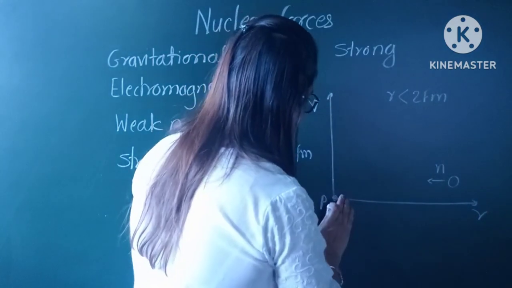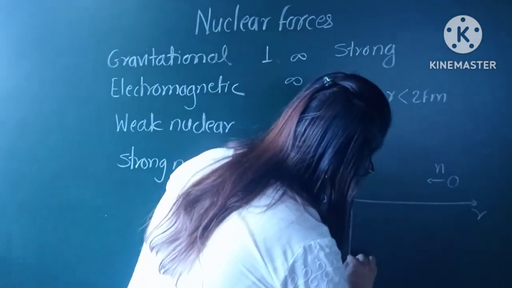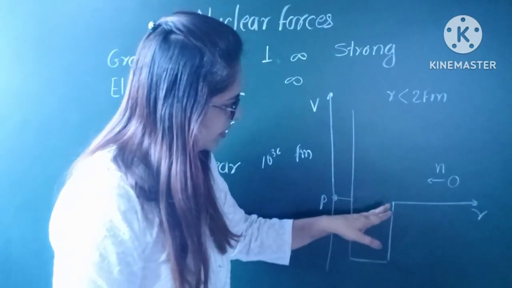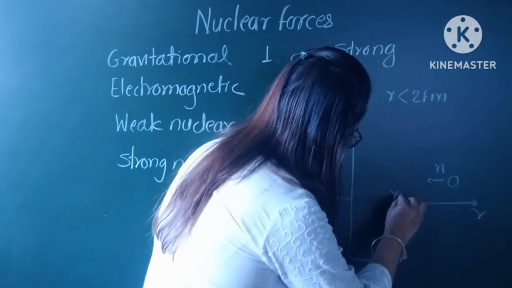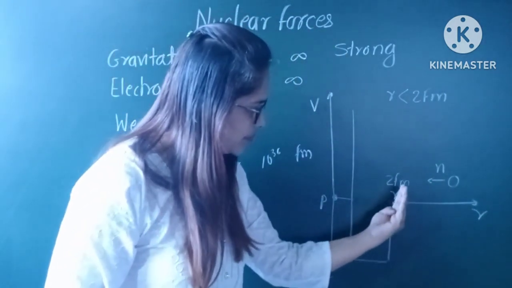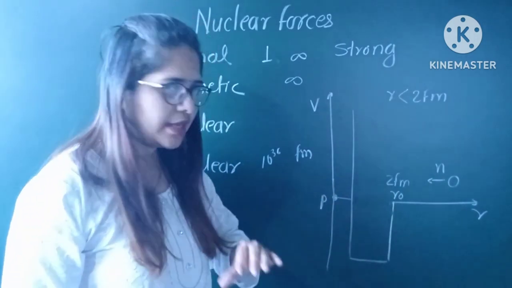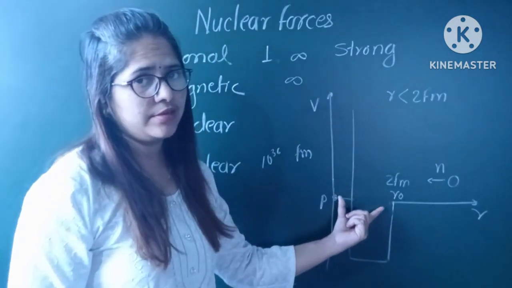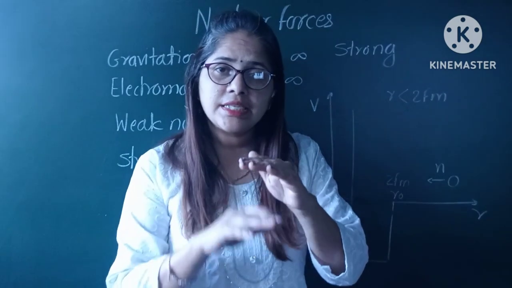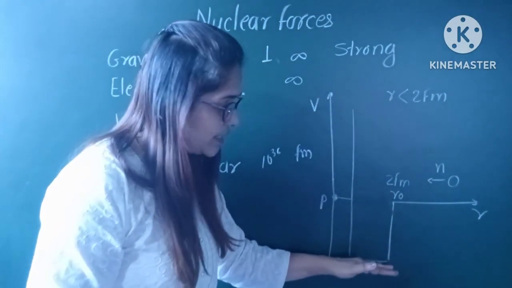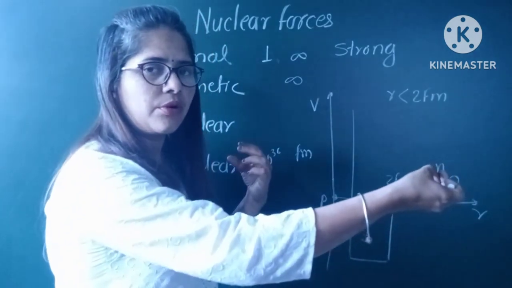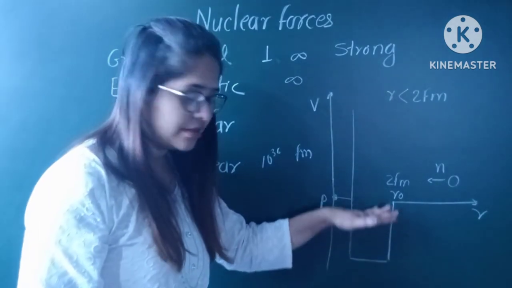Let me draw the diagram like this. See here, this R naught distance is 2 femtometer. If this neutron comes closer than 2 femtometer, then there will be an interaction between the neutron and the proton. Whenever a bound state is formed, some stable state is formed and the energy is lowered. So the total energy is shown in the negative direction. If I supply the same amount of energy, the neutron and proton will separate out. That's why we are showing it on the negative side.